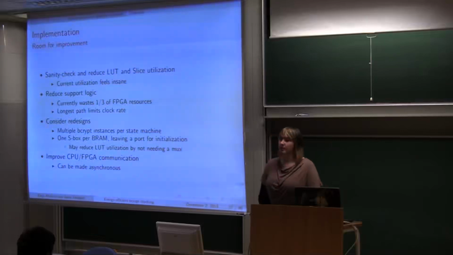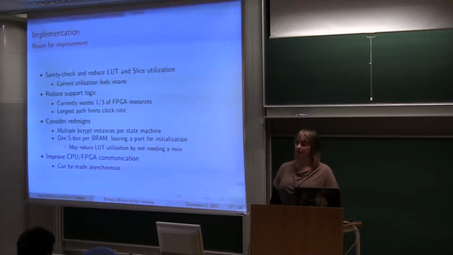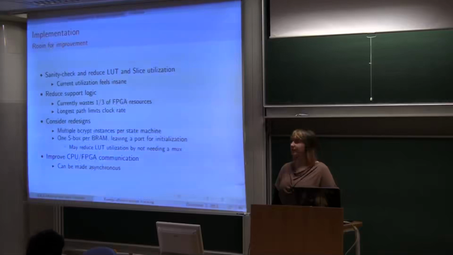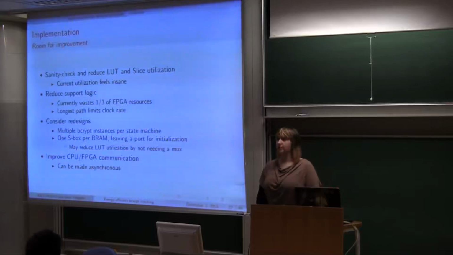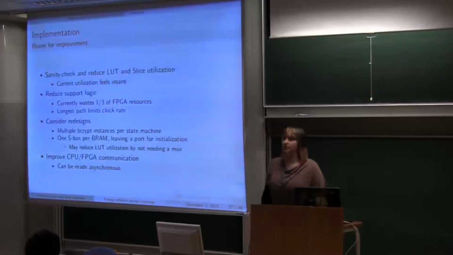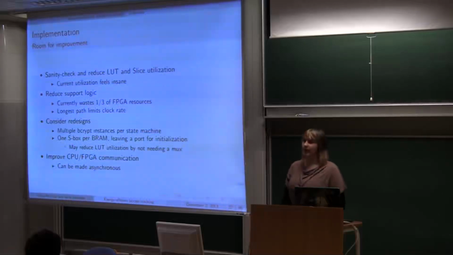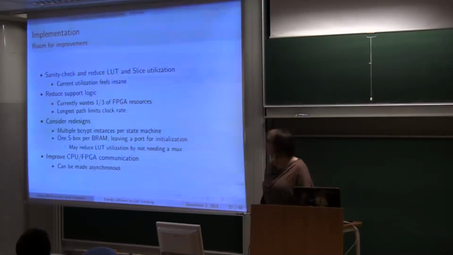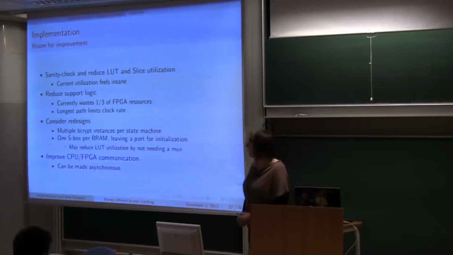At the moment, LUT utilization looks, well, insane. It's too high. We should be able to fit many more cores on the Zedboard. There is a problem with support logic. Support logic is DMA, 3 AXI buses, and all the initialization done to actually copy data into per-instance S-boxes. So we also need to reduce that, because 1/3 of the board being consumed by that is too much.